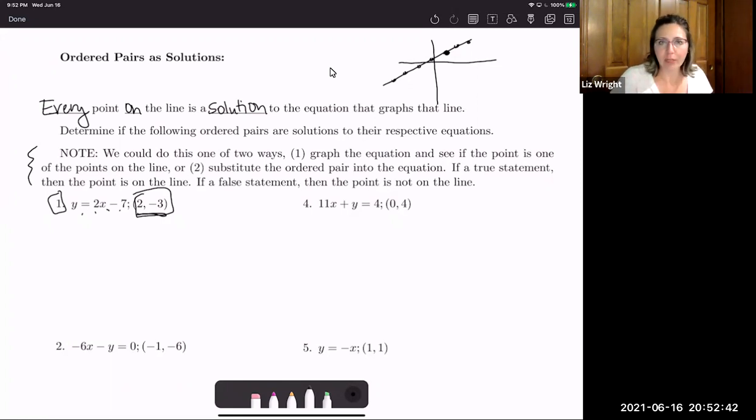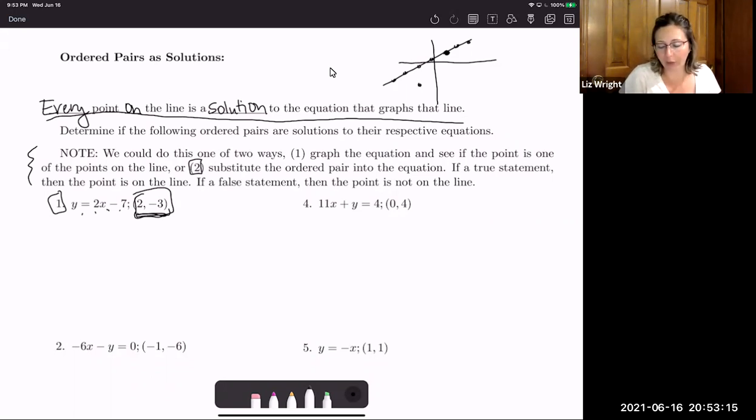The other thing we can do is just substitute the ordered pair into the equation. And if the left-hand side equals the right-hand side, then that tells us this point lies on the graph of the line, because every point on the line is a solution to the equation that graphs that line. So if we plug it in and the left side equals the right side, that means that point lies on the line. If the left side of the equation does not equal the right side, then that ordered pair does not lie on the graph of the line.